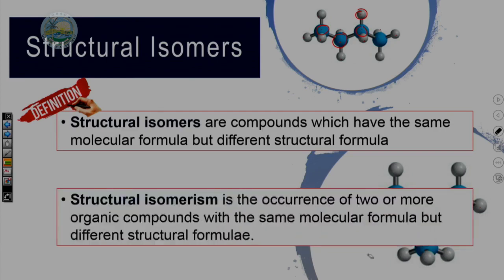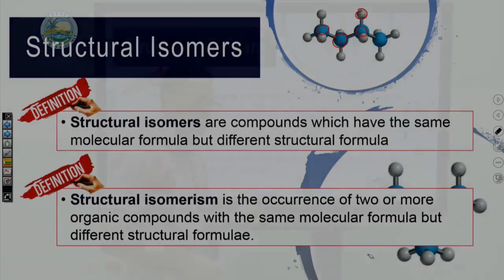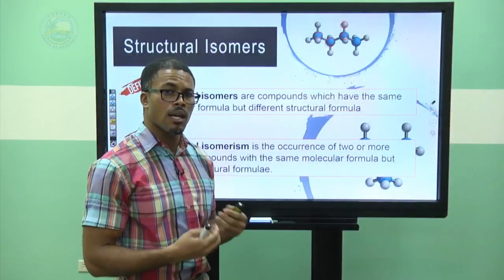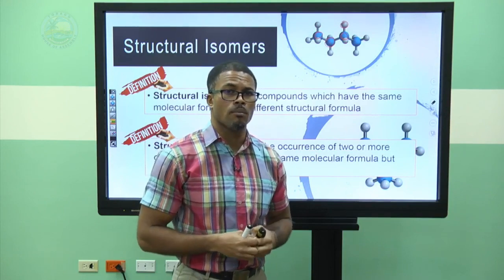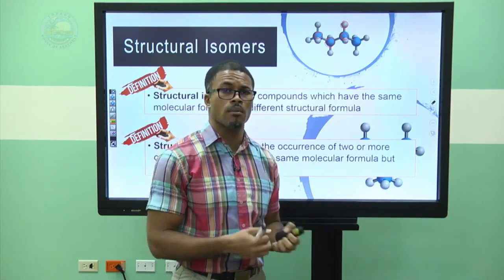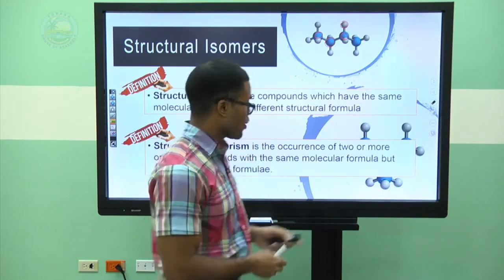And lastly, we have structural isomerism. This is the occurrence of two or more organic compounds with the same molecular formula but different structural formula. You might say it looks like the same thing, but the ism is the occurrence. As we go ahead, we will learn that some organic compounds do not exhibit structural isomerism, but most of them will.